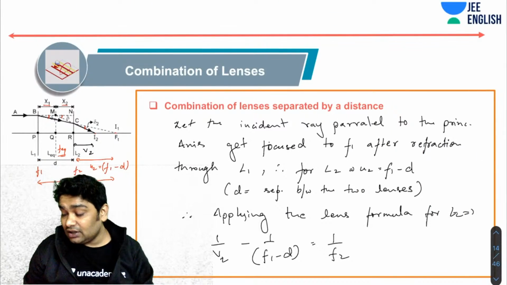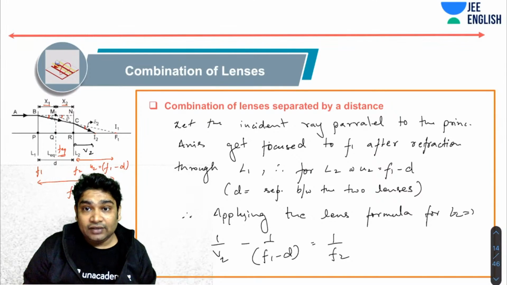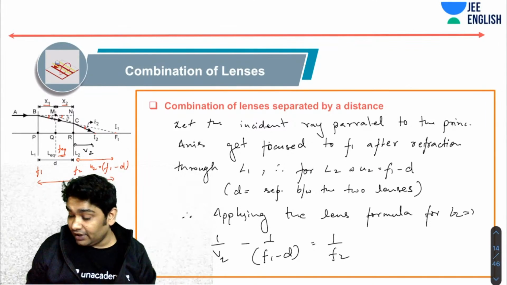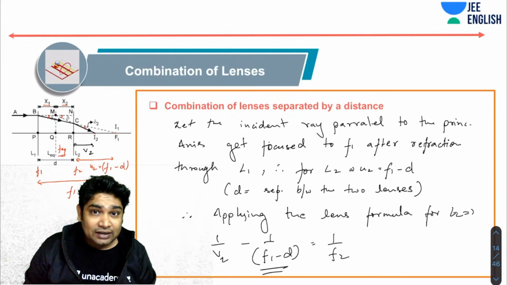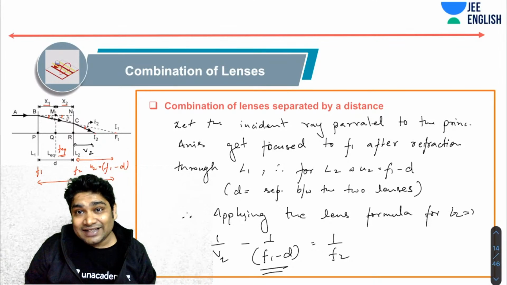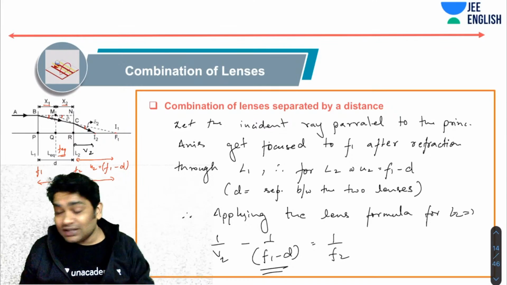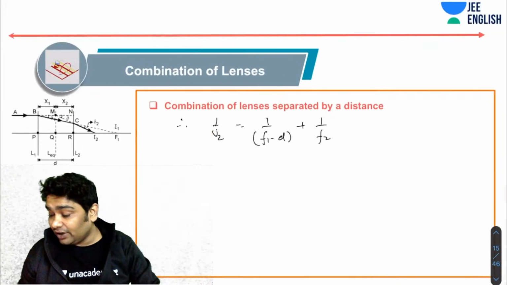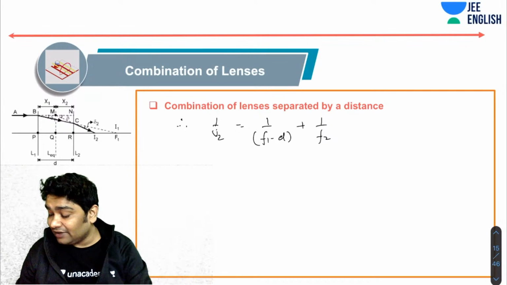The first image was formed towards the right of L2, so that is why I haven't added any negative sign here. I have just simply taken this as positive. F1 is already positive, and the separation is assumed to be less than F1. Here the signs have already been taken care of. So this is what I'm getting. Let's see what that gives me.